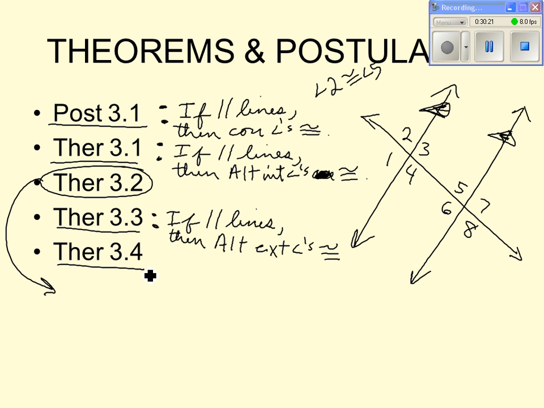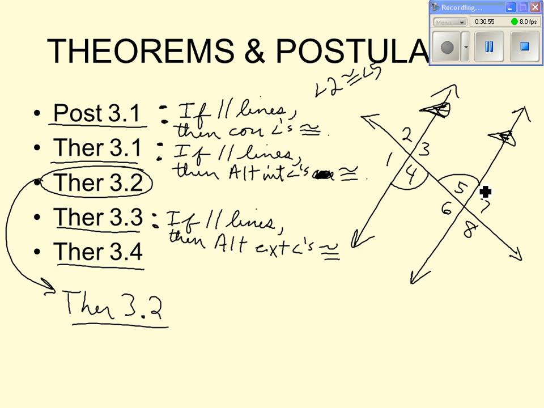Theorem 3-4. Now let's jump back to 3-2 real quick. The reason I separated theorem 3-2 from the others is that it deals with consecutive interior angles. If 4 and 5 are alternate interior angles and they're congruent to each other, 4 and 6 are consecutive interior angles. Are they going to be able to be congruent to each other? No. So guess what they are to each other? Angles can't be parallel. Lines are parallel.